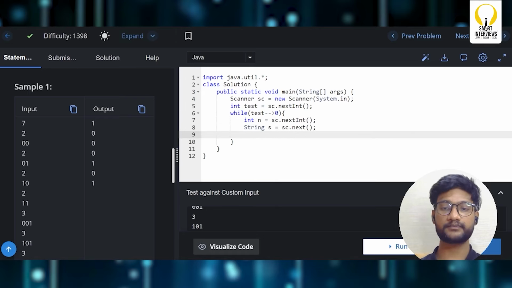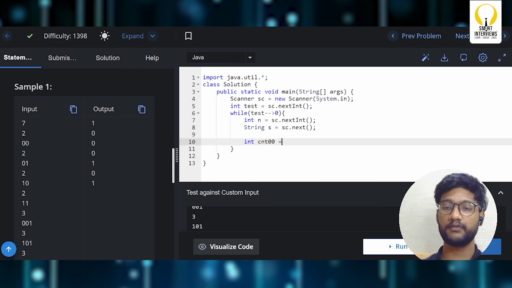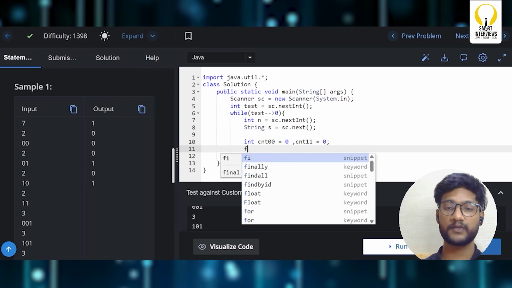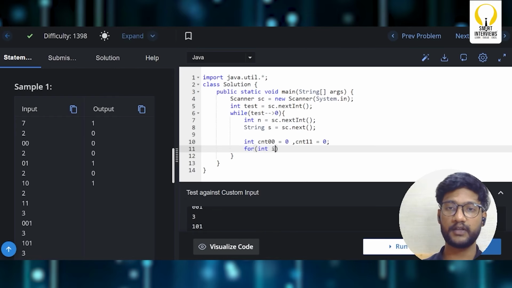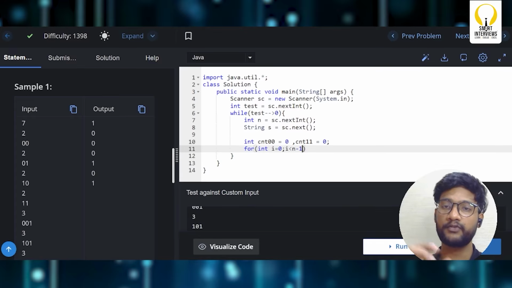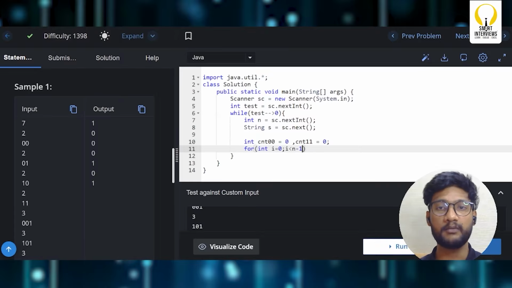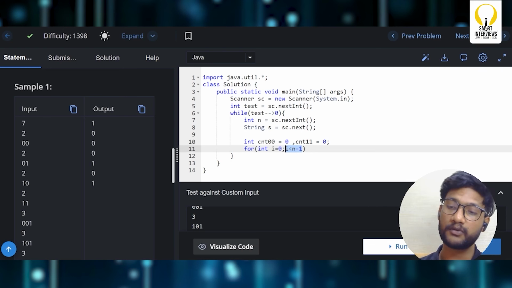Now what are you supposed to do? You're supposed to calculate two things. One is the count of 00, which is initially 0, and the count of 11, which is also initially 0. Now I'll iterate my i from 0 till n minus 1 itself. Do you know why? Because we are trying to check the pair. If you're currently at the ith index, we'll check i plus 1. If you have only one element, do you have i plus 1? No. So I'll use this condition to not get a runtime error, and i plus plus.